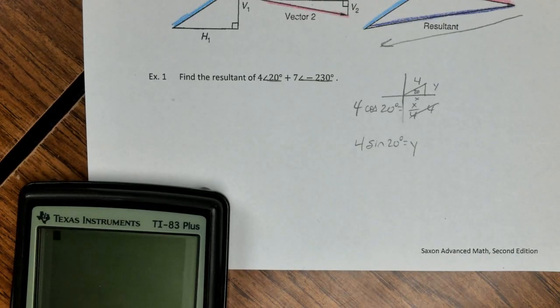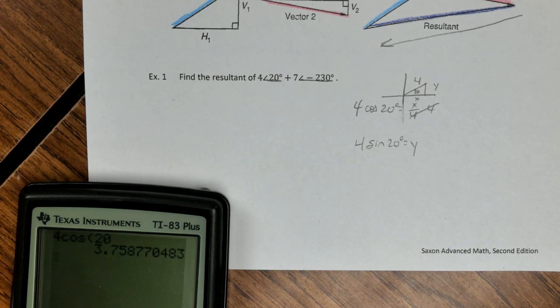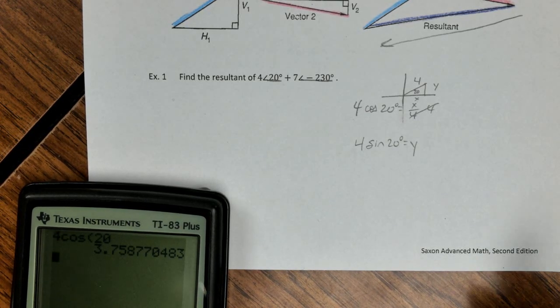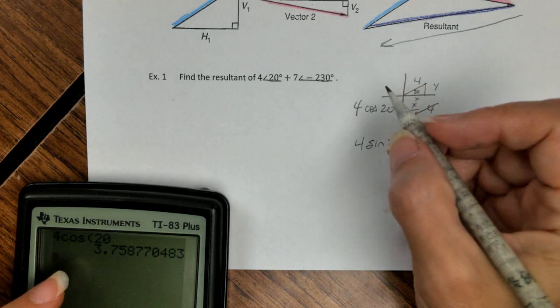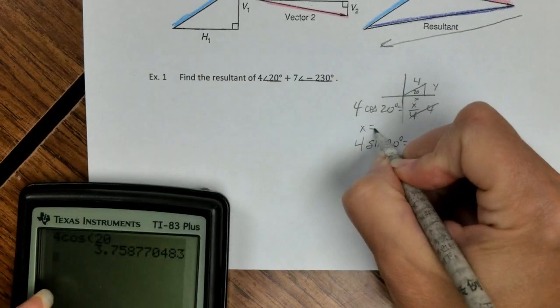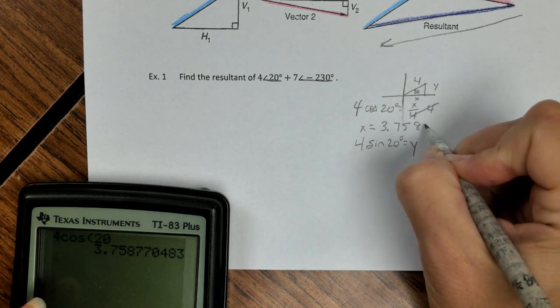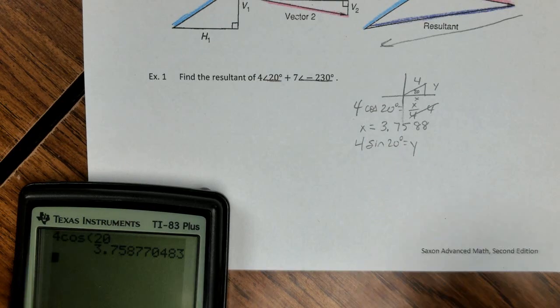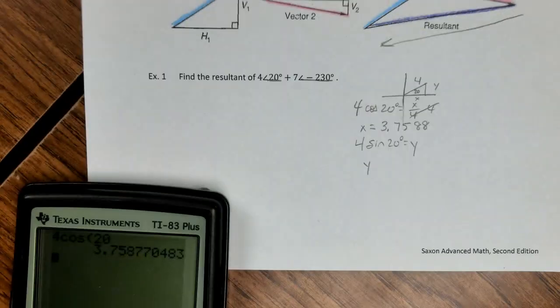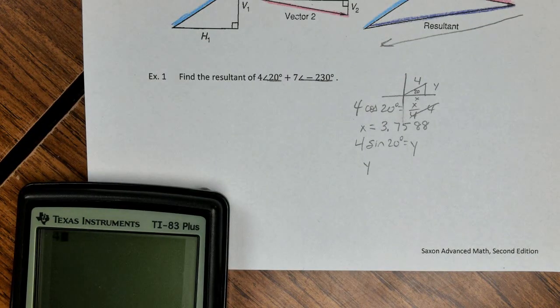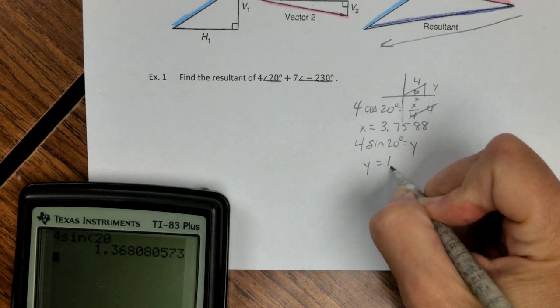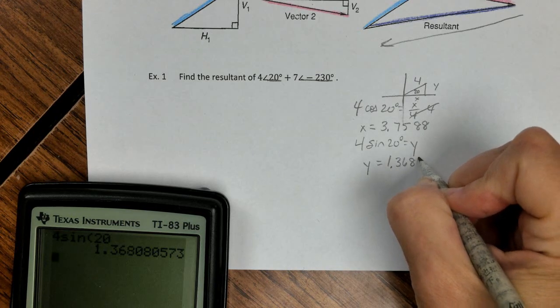So I take my calculator, and 4 cosine 20. I'm going to do 4 decimal places. So x is 3.7588 when I round. And then for y, I have 4 sine 20, and I'm getting 1.3681 when I round.